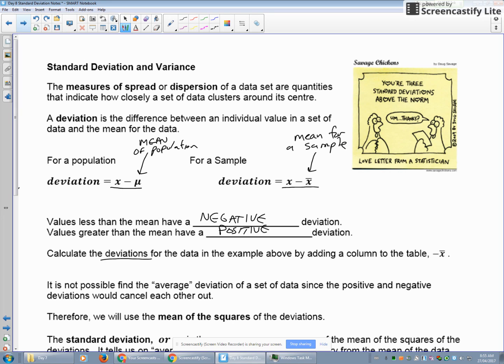So what we just did back there is we calculated the mean for a sample. So we calculated x bar because there were only 20 estimates that were there. So that was the x bar.